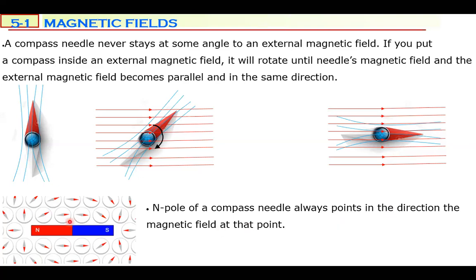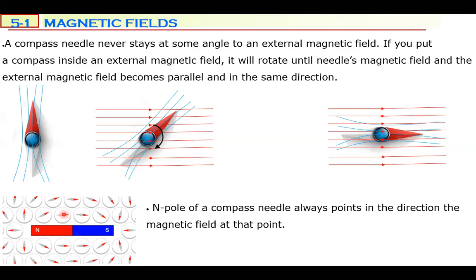Okay, now this is a natural magnet. So we put several compasses around this natural magnet. Each compass must point in the same direction as the magnetic field of this natural magnet. This shows that the magnetic field lines are pointing in the same direction as these red ends. So here the magnetic field must be in that direction.